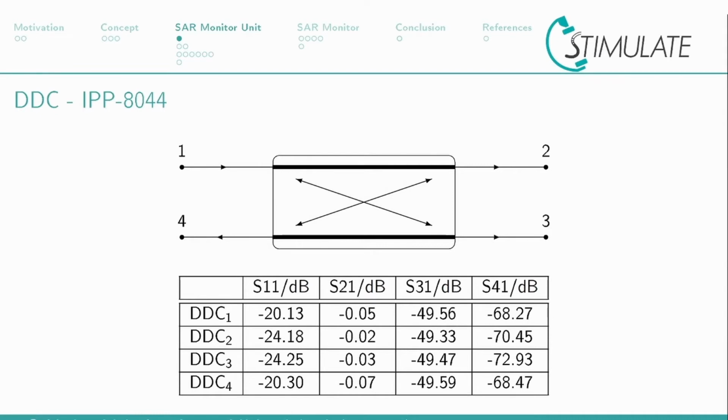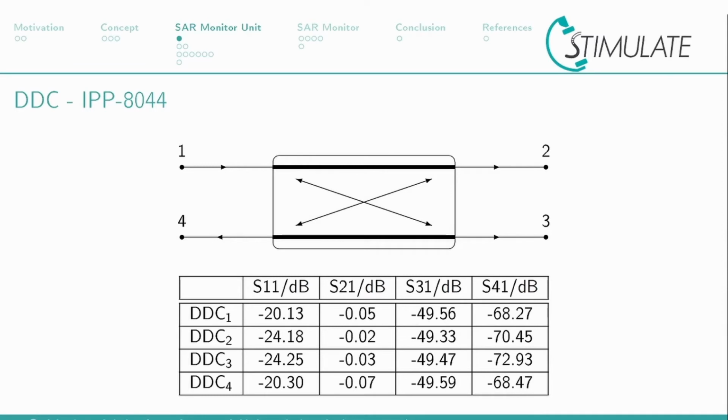It can be seen that the reflection part at port 1 is below minus 20 dB, which means that less than 1% is reflected at port 1. The absorption is below minus 0.02 dB, resulting in less than 2% of absorption in the dual directional coupler. The intended coupling is around minus 50 dB, but varies from coupler to coupler.